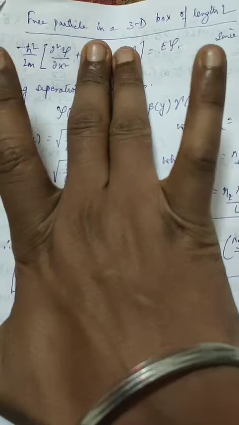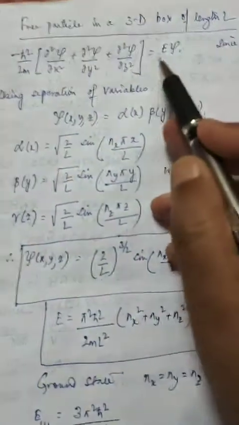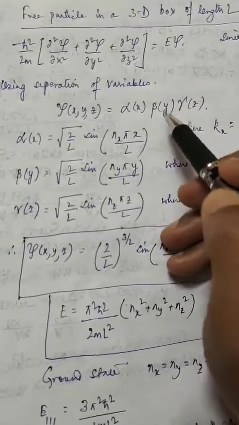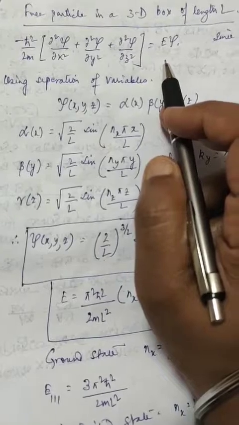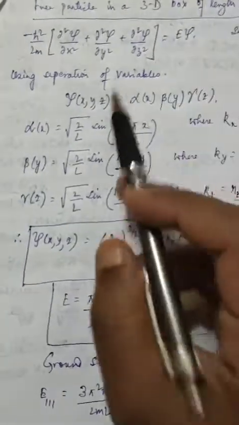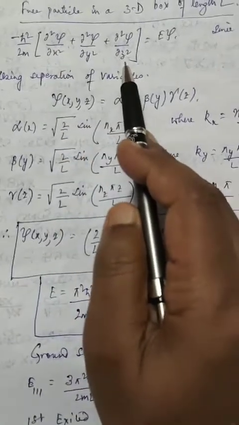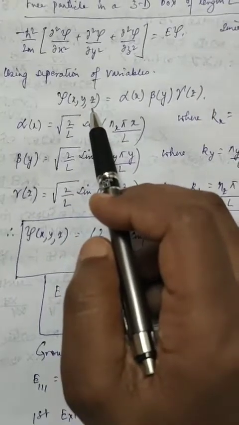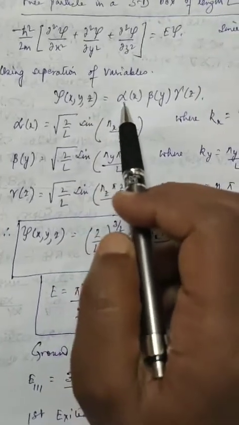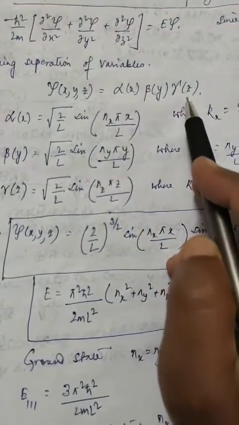Remember, in one dimension you had this, in three dimensions you have this. So I won't show all the steps, but I'll show you the general solution. I think it is analogous to the particle in a one-dimensional box. So again, ψ is a function of x, y and z. By the separation of variables technique, I can take ψ(x, y, z) to be a product of three functions: α, which is a function of x, β, which is a function of y, and γ, which is a function of z.